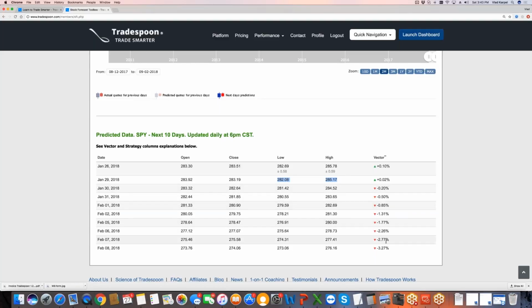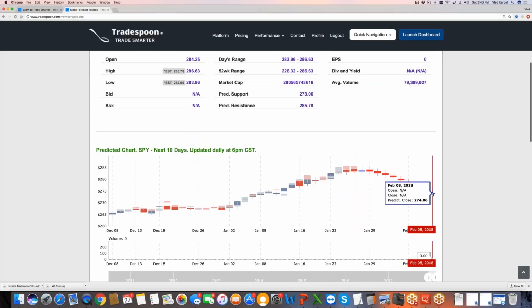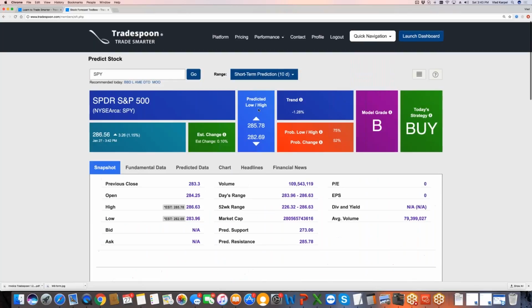We see a negative vector. So the model thinks that the stock is kind of overbought, and at some point the stock market will correct itself. So this is a tool that basically automatically looks at the price patterns and gives you a prediction in terms of support and resistance. You can do this for 10 days.